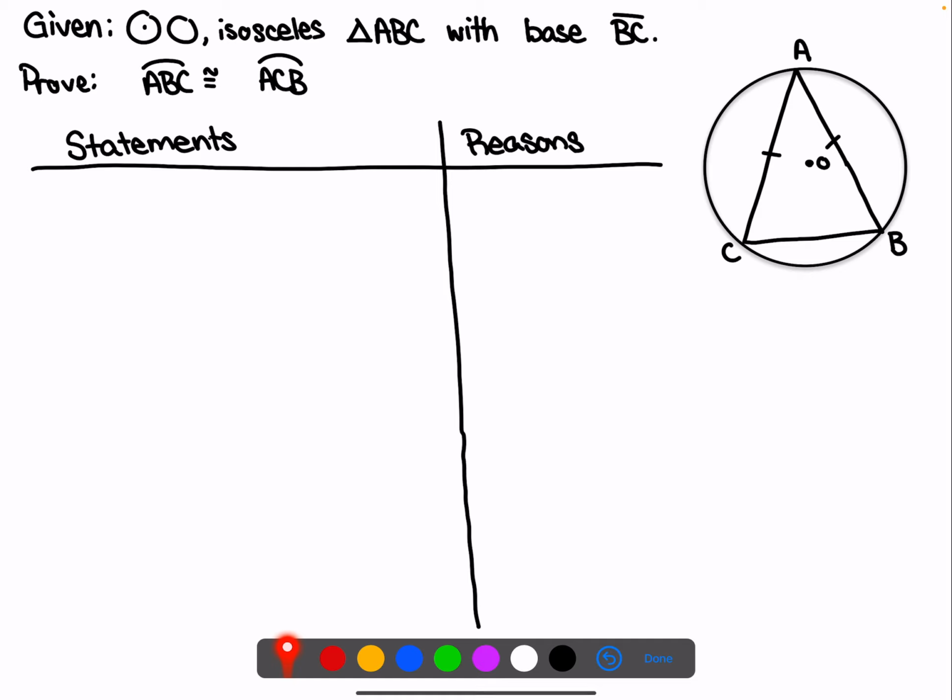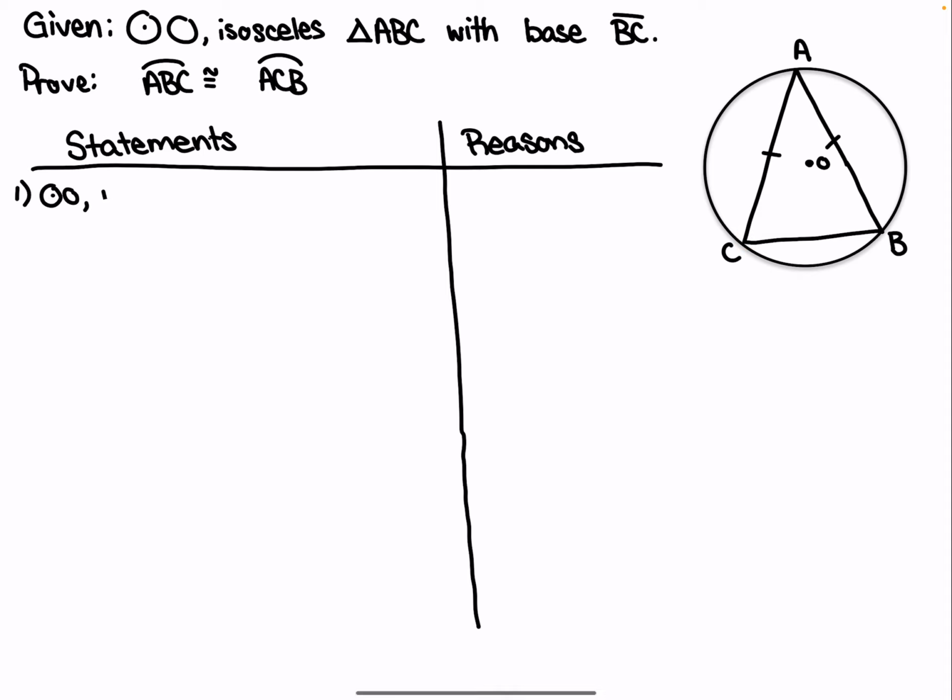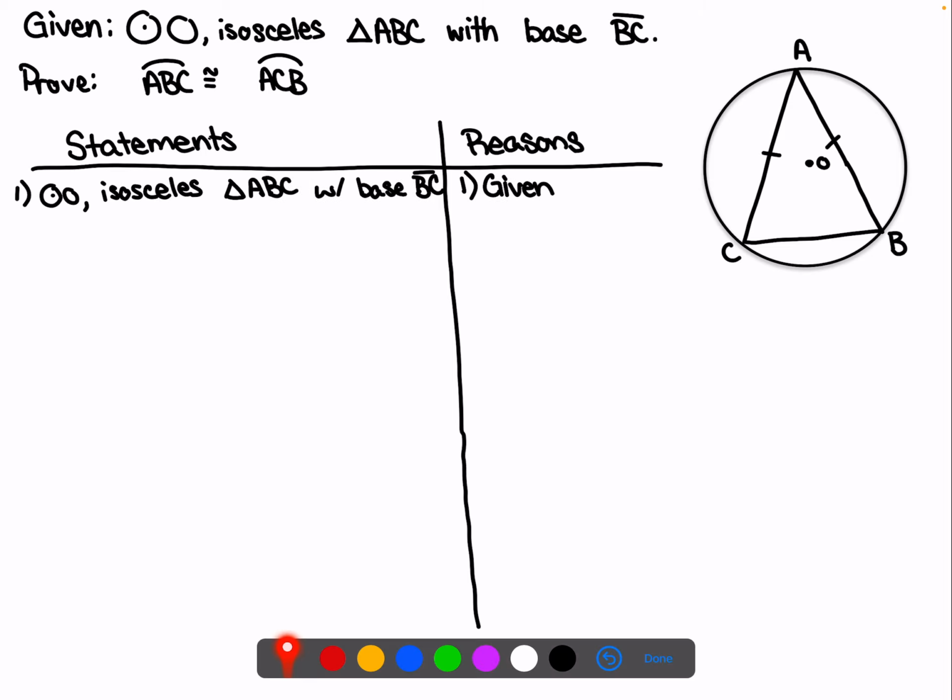Our next proof, we have circle O. We're also given that triangle ABC is isosceles with base CB. We would like to prove that arc ABC is congruent to arc ACB. So to get started here, we always start with our given, circle O, an isosceles triangle ABC with base BC. It's given to us.